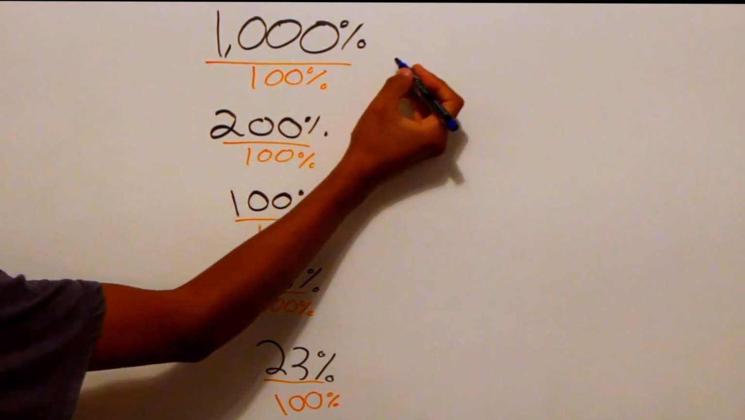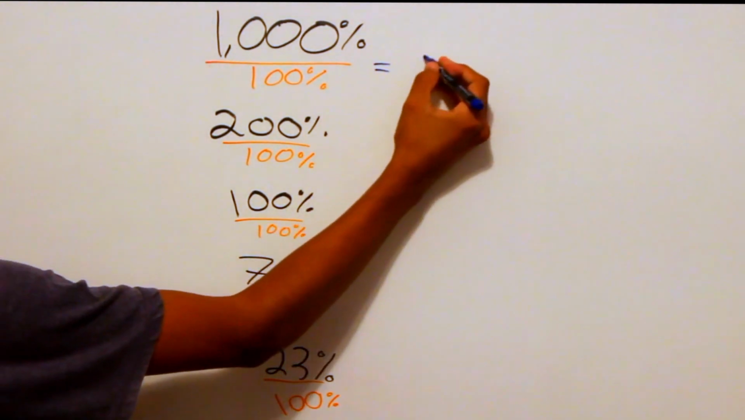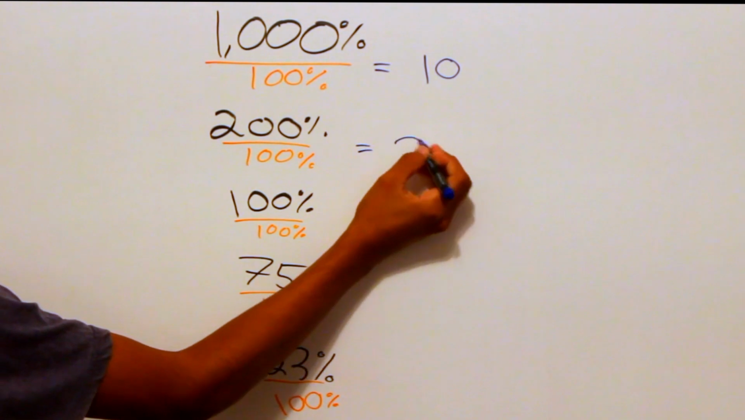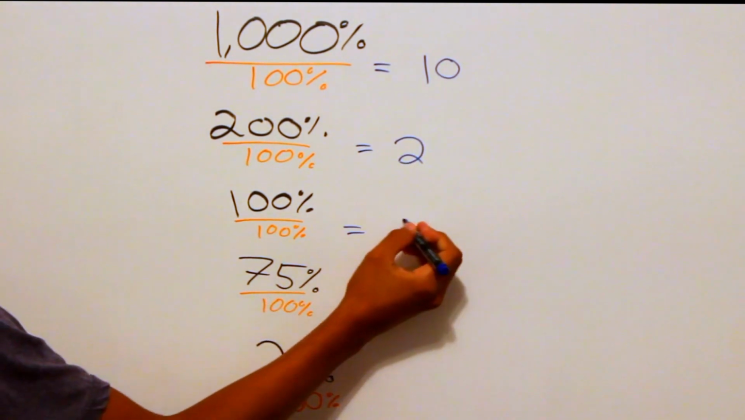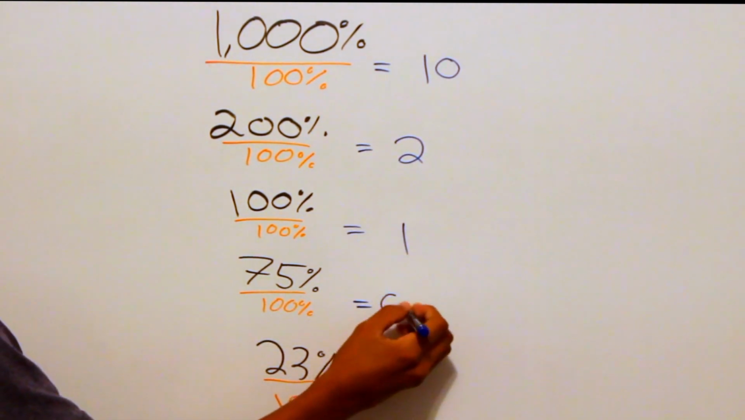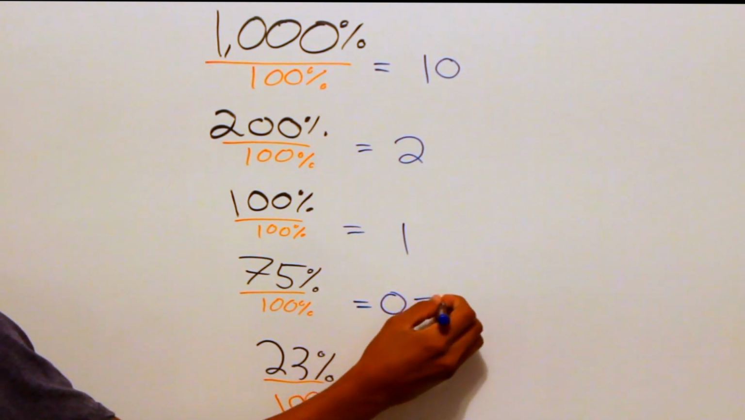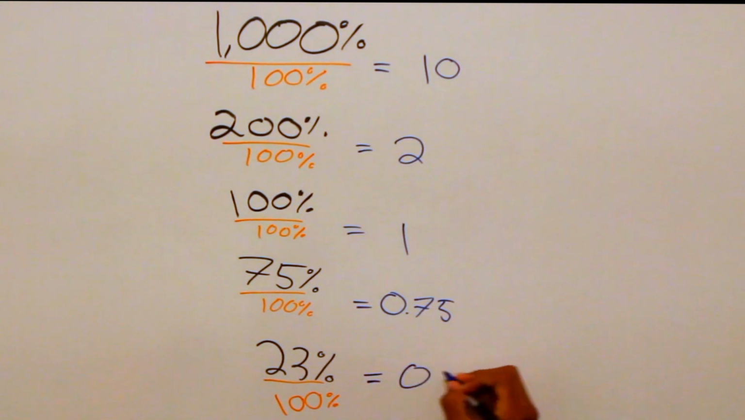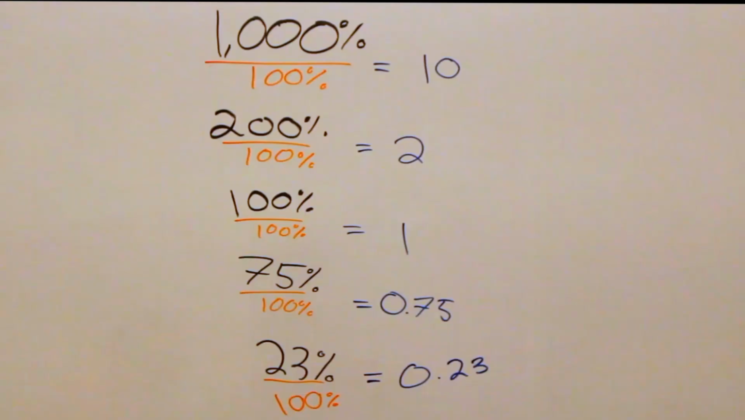So 1000% divided by 100% equals 10, 200% divided by 100% equals 2, 100% divided by 100% equals 1, 75% divided by 100% equals 0.75, and 23% divided by 100% equals 0.23. Notice how the percentage sign disappeared. The reason is that when we divide a percentage sign by another percentage sign, the percentage signs cancel out.